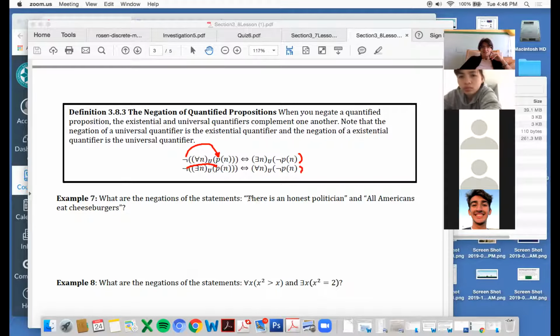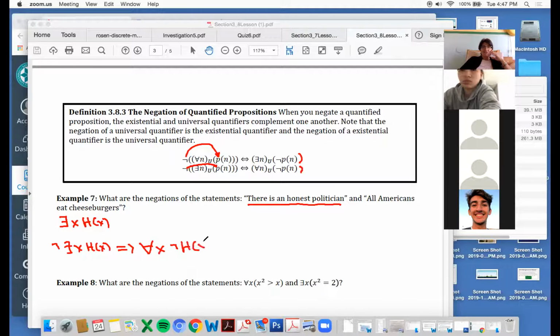What is the negation of the statement, there is an honest politician? Let's translate this into symbols. There exists a politician who is honest. So x is in the universe of all politicians, and H says that a person is honest. If I negate this, negating the existential turns into a universal, and then the negation goes to the proposition.